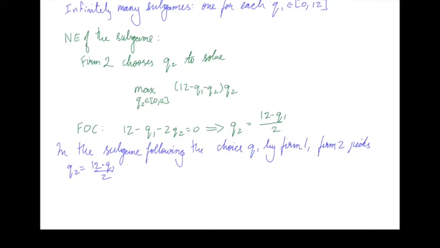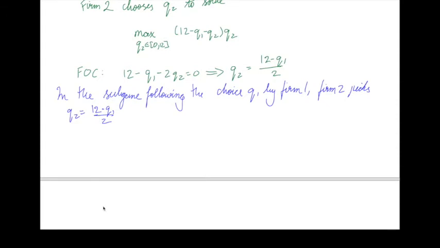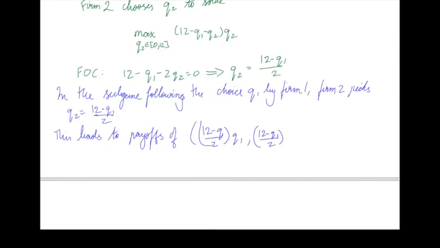What are the payoffs that each of the firms get after firm 2 has chosen this quantity? Firm 1's payoff will be 12 minus Q1 minus Q2, which is (12 minus Q1) over 2. So if we subtract that from 12 minus Q1, we just get (12 minus Q1) over 2 times Q1. Firm 2's payoff is (12 minus Q1) over 2, which is the price, times the quantity Q2, which is (12 minus Q1) over 2. So it's ((12 minus Q1) over 2) squared.